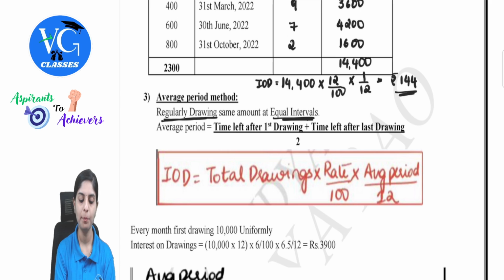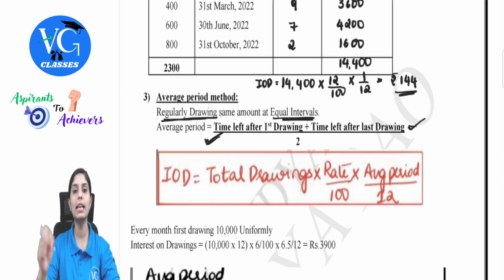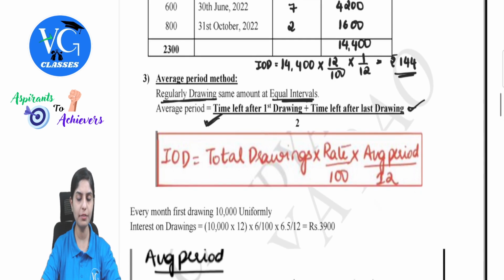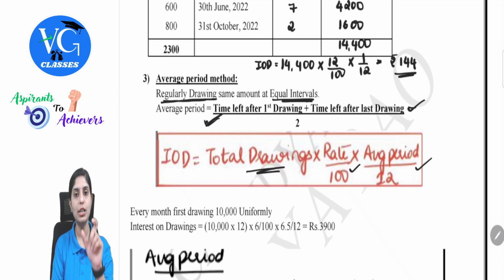How do we arrive at this? You take the time left after the first drawing plus the time left after the last drawing, that is the final amount whenever you're drawing in that particular accounting period, and divide that by 2. This division by 2 will indicate the average period basis we can consider. After we find out the average period, the interest on drawings formula will be total drawings, that is however much you have drawn in that particular year, into rate by 100 into average period divided by 12.